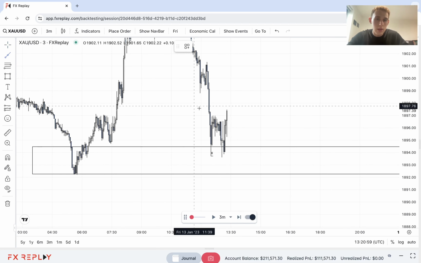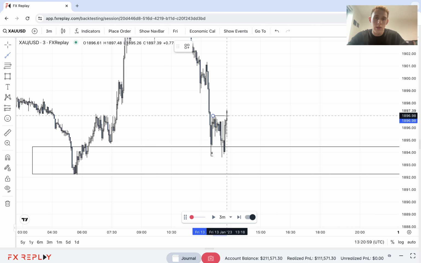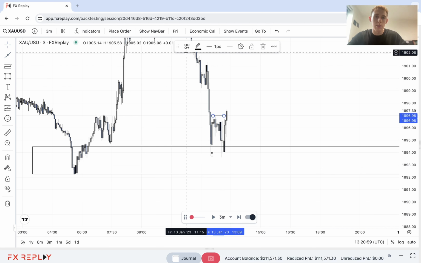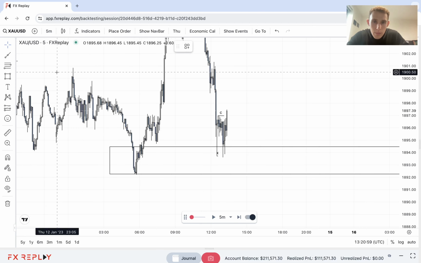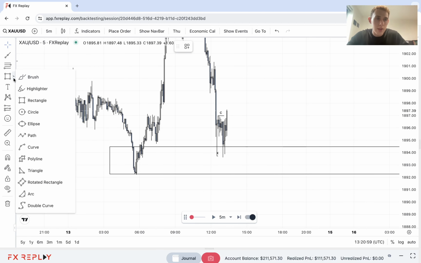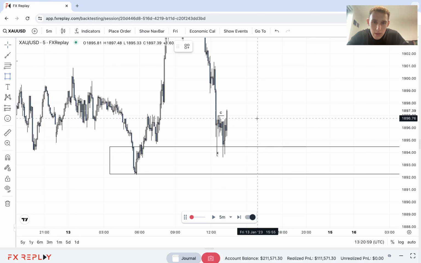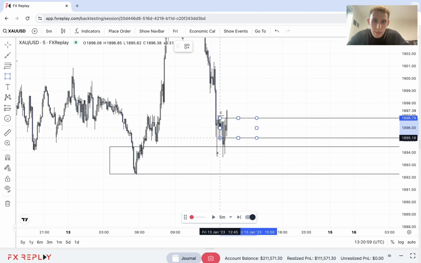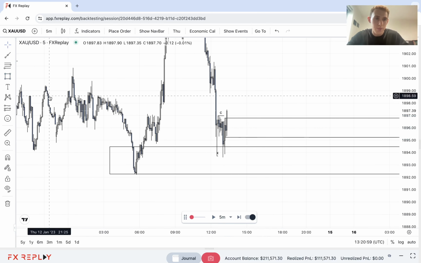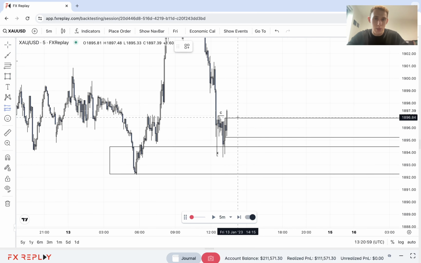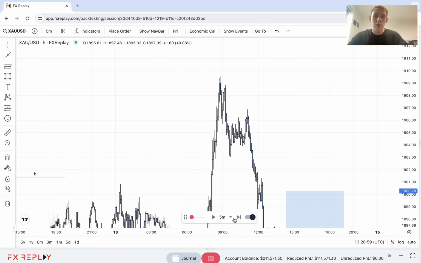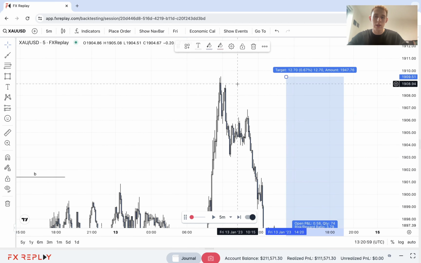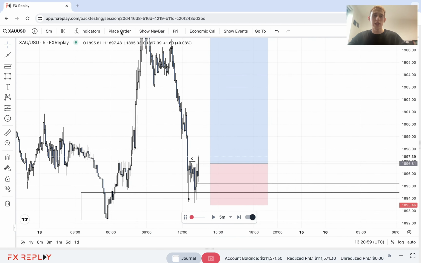Okay, so that would be our break of structure. As for entries, we have this 5-minute demand, and that is the one where I would set the limit. Stops below this low, target the high. Quite a mechanical process.